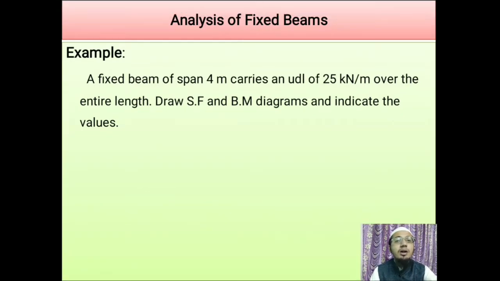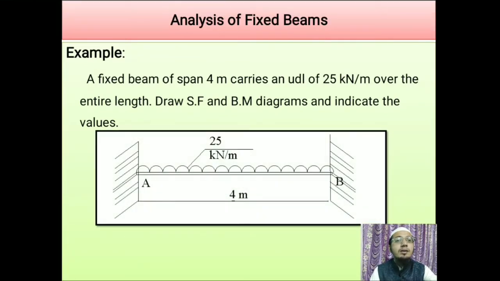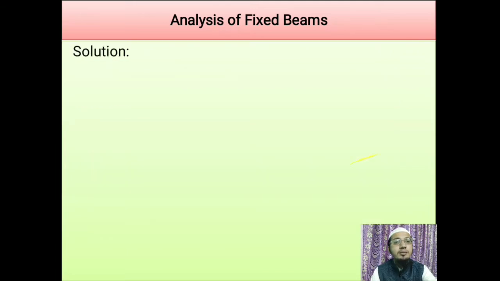So based on this, let's draw a loading diagram. The loading diagram will be like this. You can see in the picture both ends fixed, with a span of 4 meter, and this whole span AB is subjected to a UDL of 25 kilonewton per meter throughout the span. So based on the data given, we have drawn the loading diagram.